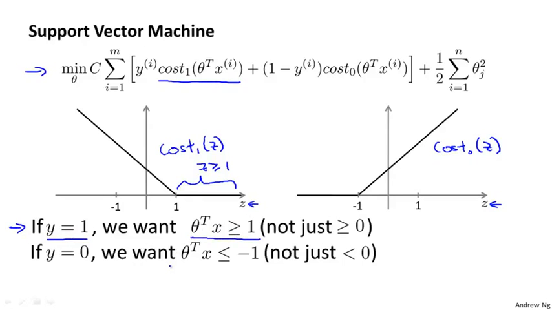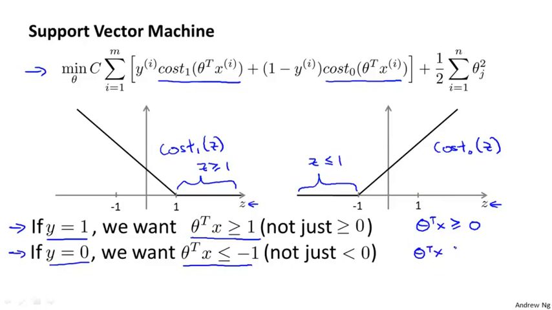And conversely, if y is equal to 0, look at this cost0 of z function, then it is only in this region, where z is less than or equal to -1, that cost0 of z is equal to 0. And this is an interesting property of the support vector machine, right? Which is that if you have a positive example, so y is equal to 1, then all we really need is that theta transpose x is greater than or equal to 0, and that would mean that we classify it correctly. Because if theta transpose x is greater than 0, our hypothesis will predict 1. And similarly, if you have a negative example, then really all we want is that theta transpose x is less than 0, and that will make sure we got the example right.